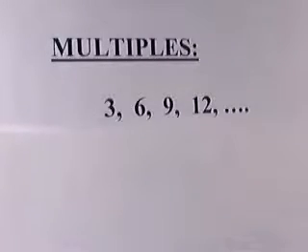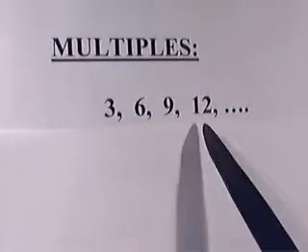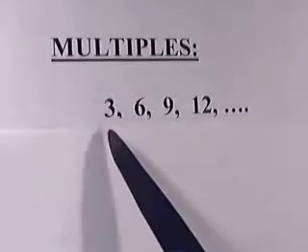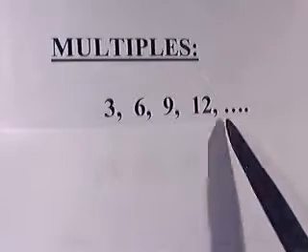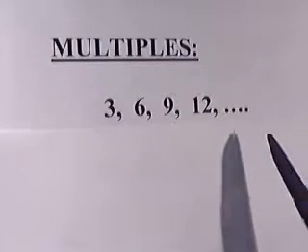Okay, let's kick off by looking at what we mean by multiples. Well, multiples are really all those numbers in the times table of any number. Here, for example, I've listed the first 4 multiples in the 3 times table. 1 3 is 3, 2 3's are 6, 3 3's are 9, 4 3's are 12, and so on. The multiples will go on forever.